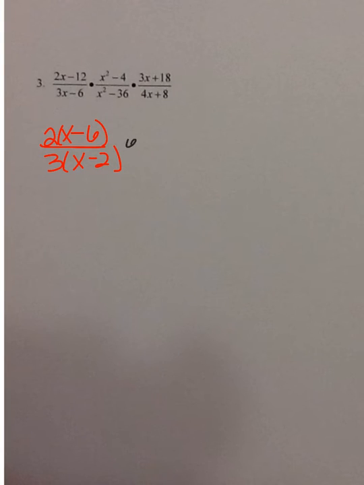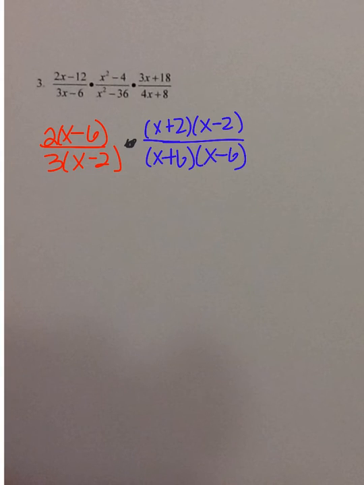And then I have times. X squared minus 4 is the difference of two perfect squares, so that's (x plus 2)(x minus 2). In the denominator, x squared minus 36 is the difference of two perfect squares. That's (x plus 6)(x minus 6). And then 3x plus 18, the GCF is 3, and that's 3 times (x plus 6). And in the denominator, the GCF of 4x plus 8 is 4, and that's 4 times (x plus 2).